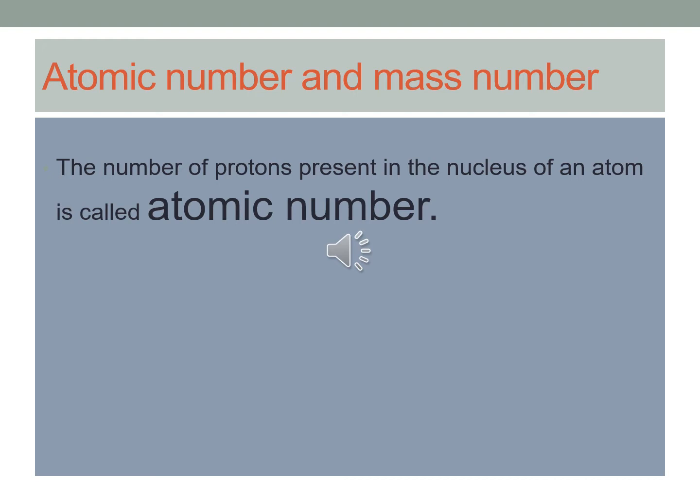It is always written as a subscript near the symbol of the element. This Z should be written as a subscript. So where to write this one? It should be written near the symbol of the element.